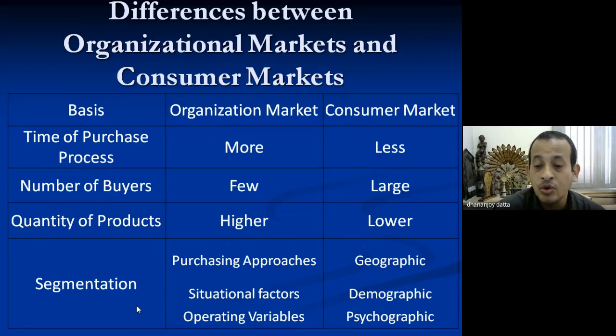These things we will go through in detail in a chapter called market segmentation. At that time we'll discuss in detail, but in a nutshell, for now you can keep in mind that the organizational market and consumer market can be differentiated on these four bases: time of purchase process, number of buyers, quantity of products, and segmentation. So a clear difference is given.